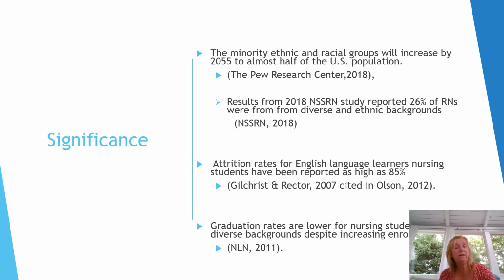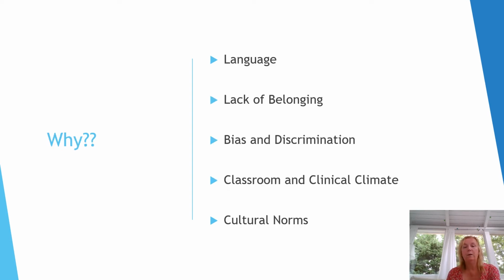So the significance is that we know that the ethnic and racial groups are increasing, but we have a small percentage of RNs practicing. Attrition rates are increasing, graduation rates are very low. And why? Language, lack of belonging, bias and discrimination, classroom and clinical climate, cultural norms, and that includes nursing as its own norm. We are not necessarily always the nicest group to new people.